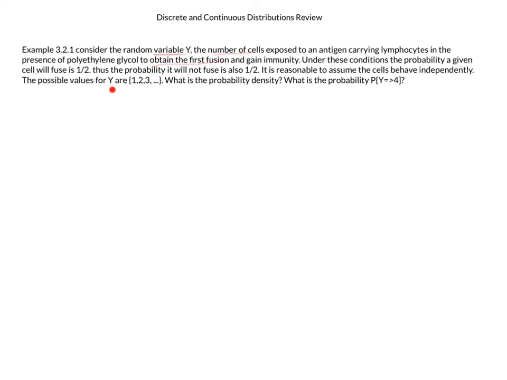The possible values for y are 1, 2, 3. In other words, it could be one cell before it obtains the first fusion, or maybe you need 2 cells, or maybe you need 3 cells, so basically just integer numbers. What is the probability density, and what is the probability that y is greater than or equal to 4?